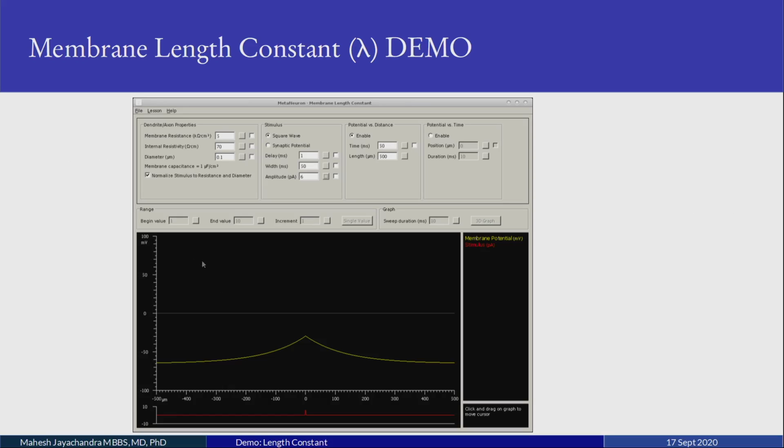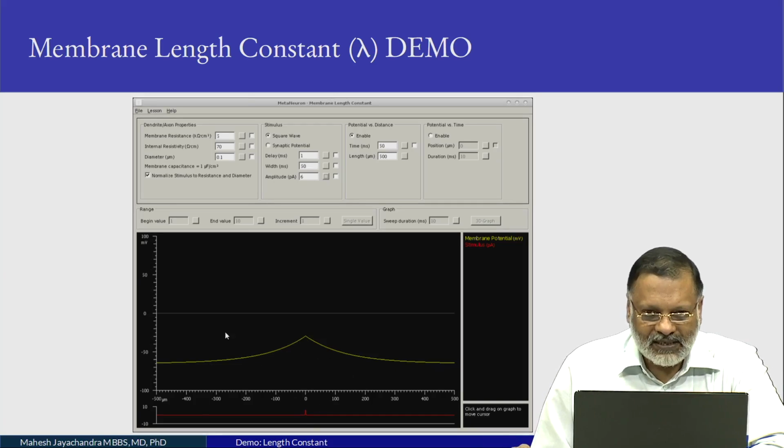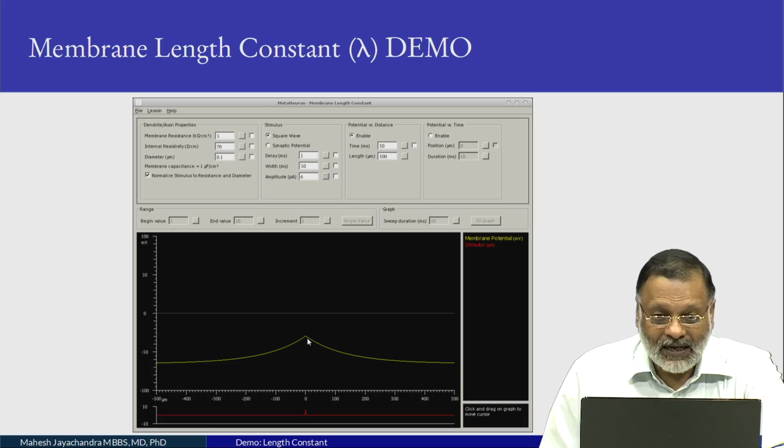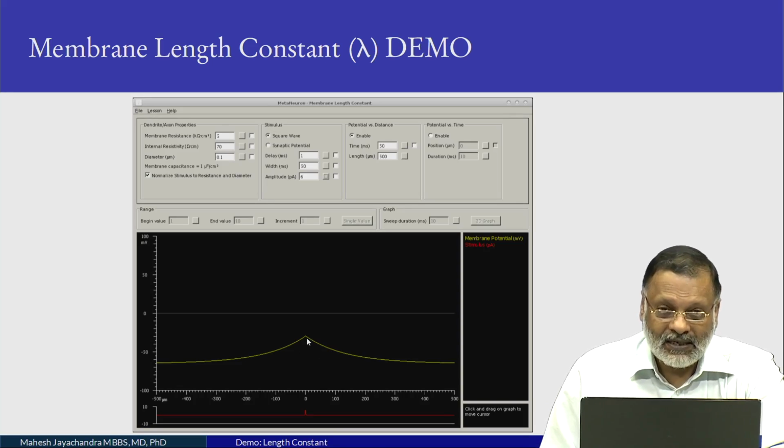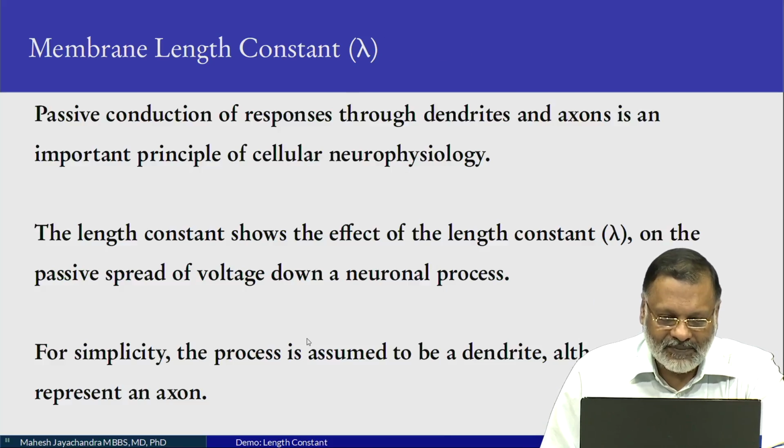Consider this image, which is part of the demo. The red trace indicates the stimulus. You inject the stimulus in the center of the dendrite or the axon, it doesn't matter, and then you see how it decays. Again, it's an exponential decay on both sides of the injected stimulus, and we can change different parameters and get an idea of how lambda depends on these parameters, like properties of the dendrite and axon and the stimulus intensity. Then you can look at potential versus distance or potential versus time.